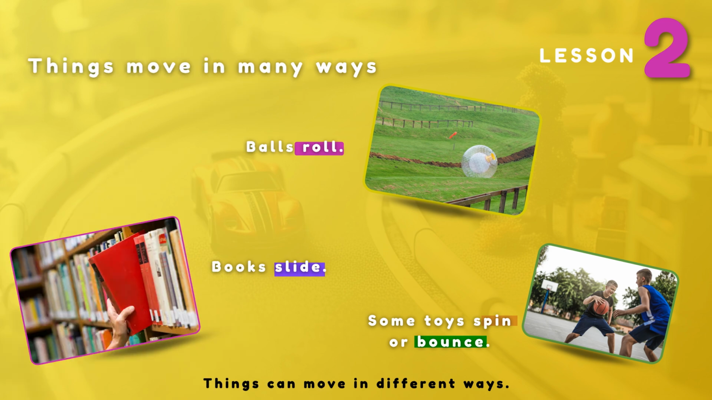Things move in many ways. Balls roll. Books slide. Some toys spin or bounce. Things can move in different ways.